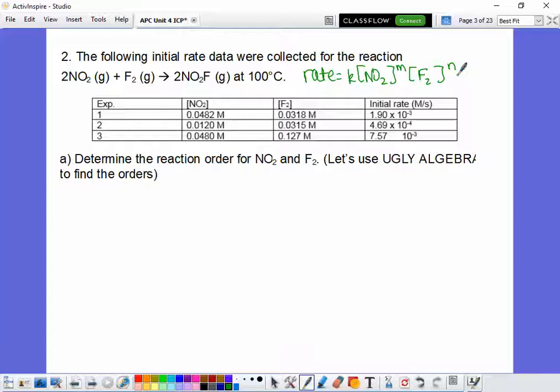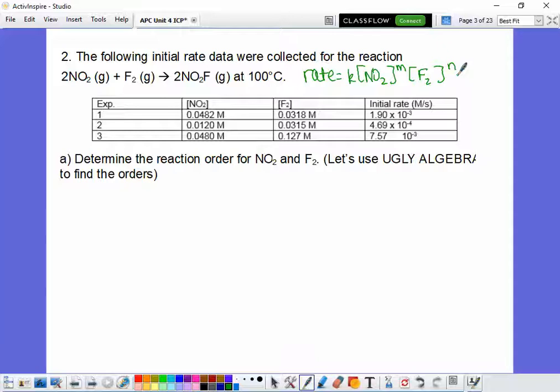Now, the orders of reaction, m and n, are not necessarily the coefficients from the balanced chemical equation. We know that the change in concentrations are going to be dependent on their coefficients, like what we did last time. But the rate of reaction, the actual rate that this reaction is occurring, is not dependent upon coefficients. It's dependent upon the orders of reaction of the reactants.